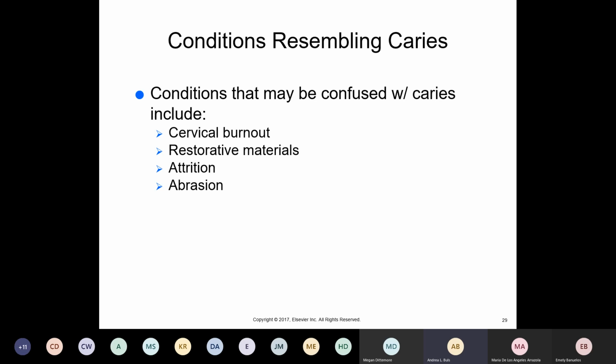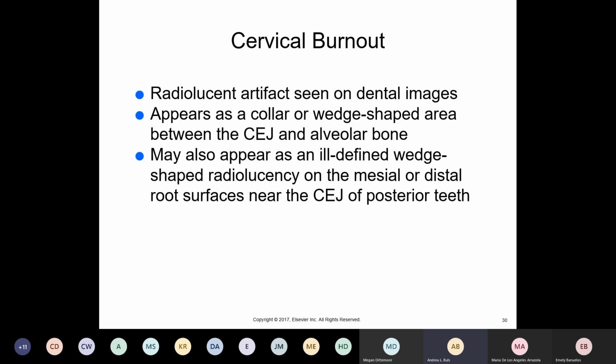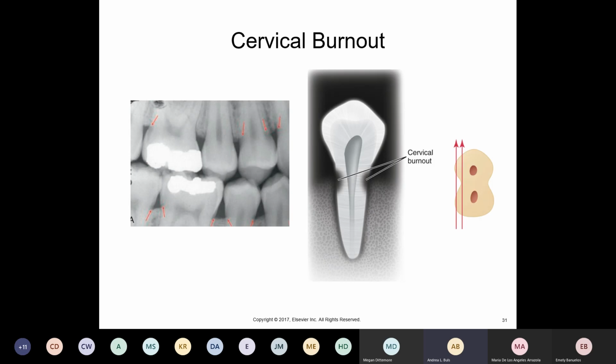So what that is, it's a radiolucent artifact that is often seen on dental images, and it'll appear like a little collar or wedge-shaped area at that CEJ right by the alveolar bone. It can also appear as an ill-defined wedge-shaped radiolucency on the mesial or distal root surfaces near that CEJ of posterior teeth. And this is what it looks like. So if you see where all these arrows are pointing on these teeth, right at that CEJ, this patient does not exhibit recession. So we don't have root exposure, but it looks a little radiolucent right there.